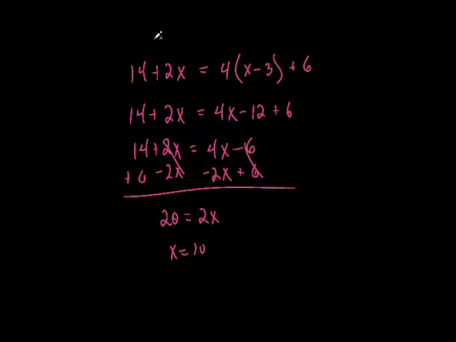But the question says find the length of the side. So you take x is 10, you stick it in either one of these. This is the easiest one, right? So put it in for here. 2 times 10 is 20, plus 14 is 34. Check your math.